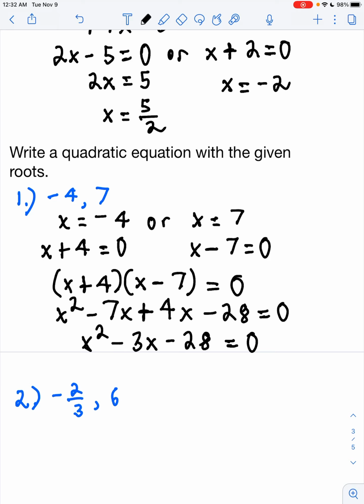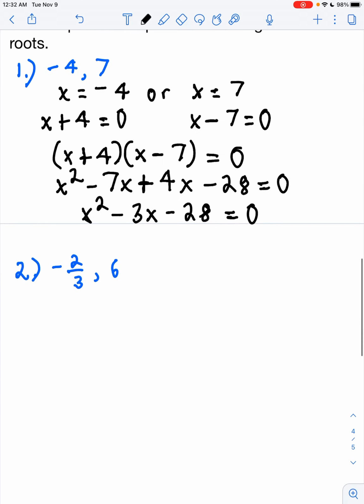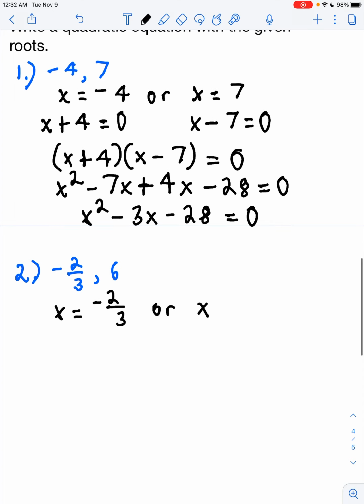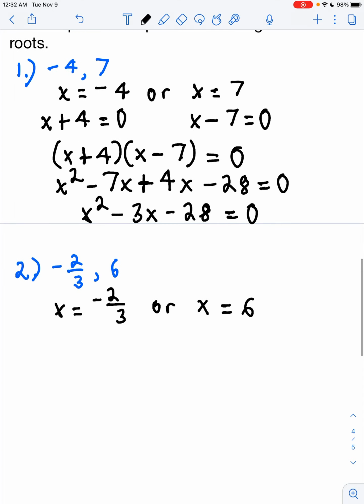Now, what about if we get a fraction? Well, there's really no difference. I'm going to set x equal to -2/3 or x equal to 6. And that means the factors would be x plus 2/3 equals 0 or x minus 6 equals 0.